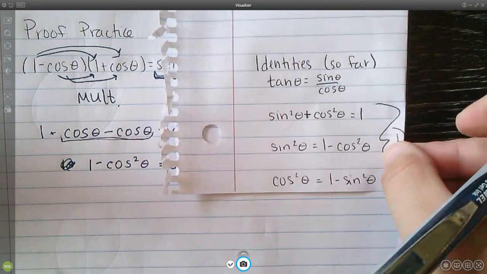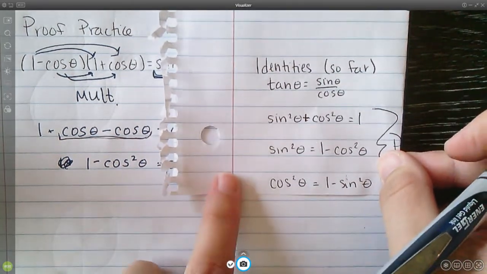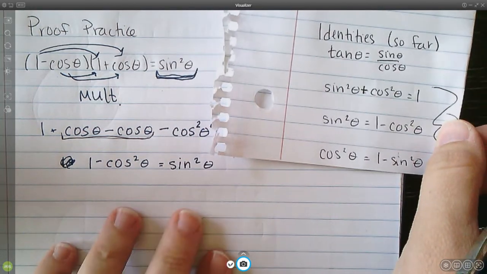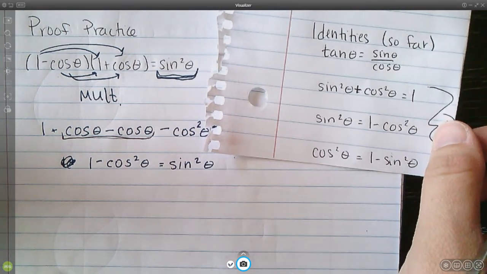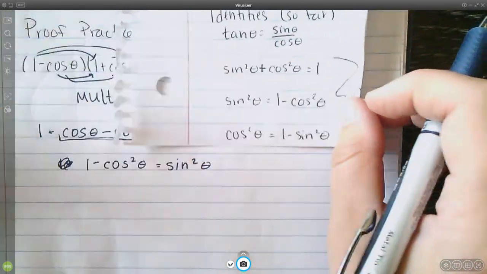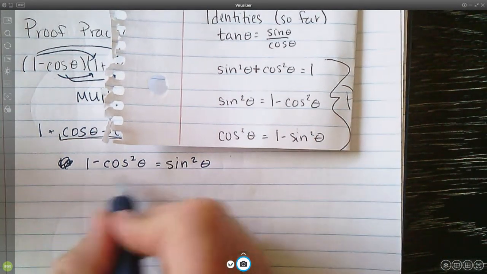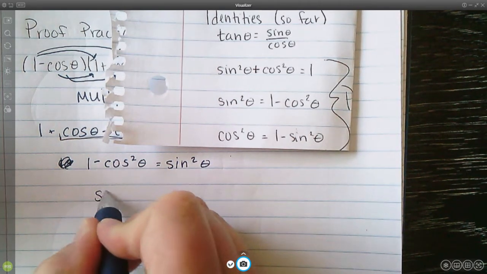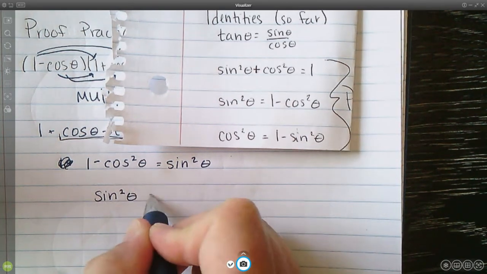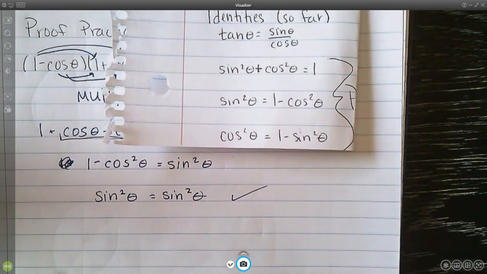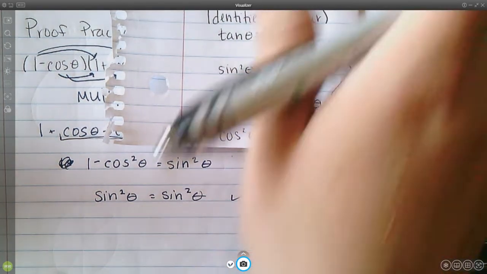And if we look at our little sheet, we have a 1 minus cosine squared theta. So you might look at this and think, oh, I'm done because it's one of my identities. To be done, you have to have this side equal this side. So now I can substitute and write sine squared theta equals sine squared theta, and you're done. All right, let's try another one.